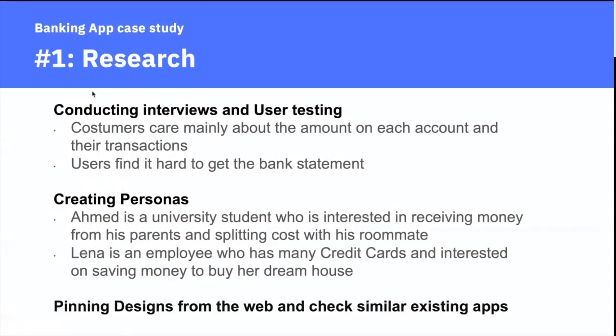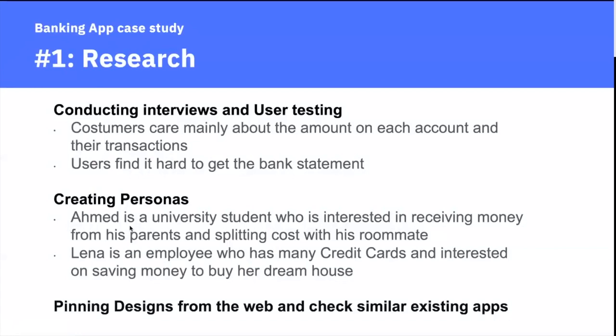Based on this feedback and the user interviews, we can create two personas. We can create Ahmed and Lina personas. Ahmed, of course, is a fictional character that we are using to understand our users. Ahmed is a university student who is interested in receiving money from his parents and splitting costs with his roommate.